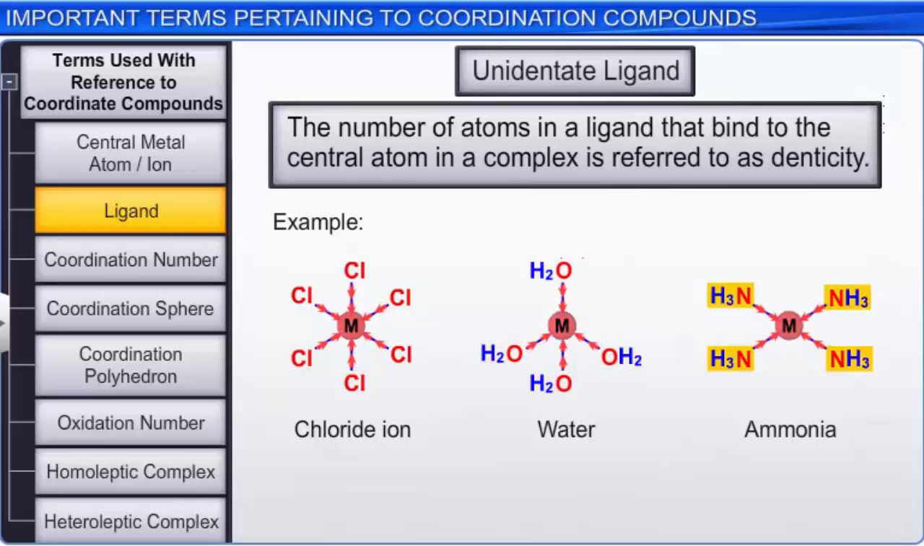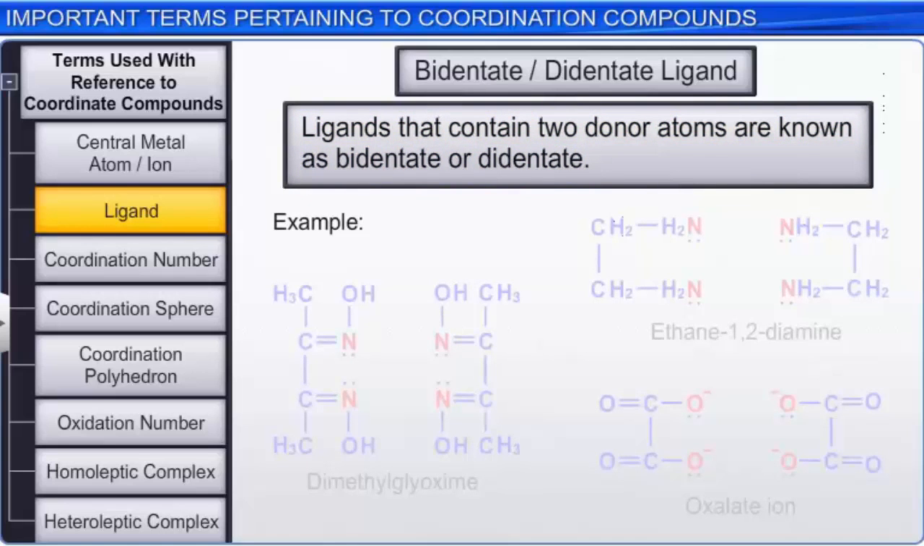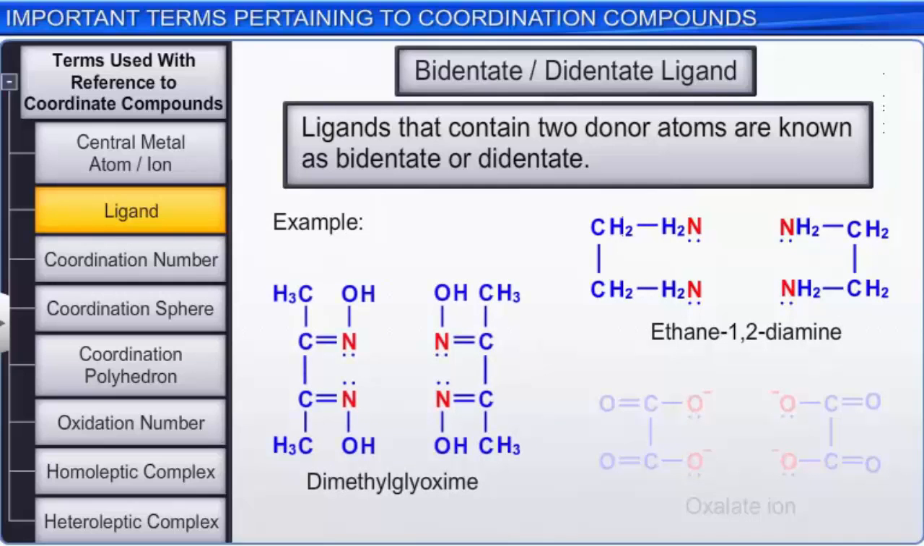Ligands that contain two donor atoms are known as bidentate or didentate. Common examples of didentate ligands are ethane-1,2-diamine, dimethylglyoximate and oxalate ion. As you can see, these ligands have two donor atoms that can simultaneously bind to the central metal atom.